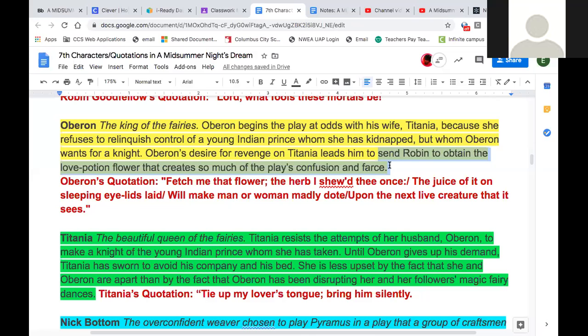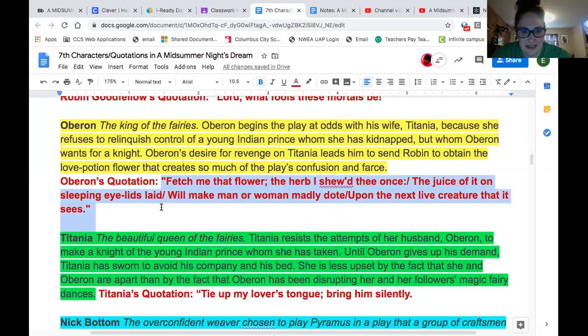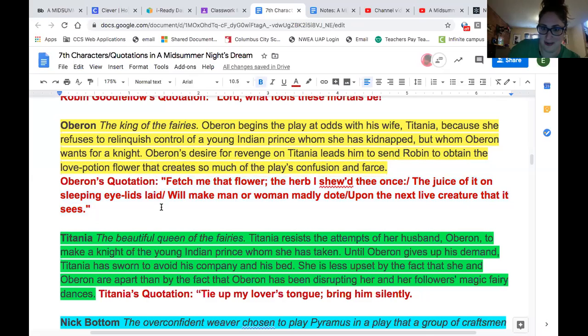I don't need some of that love potion flower. Right? So he says, fetch me that flower, the herb I showed thee once. The juice of it on sleeping eyelids laid will make man or woman madly dote upon the next live creature that it sees. Oh yeah, I need that potion.